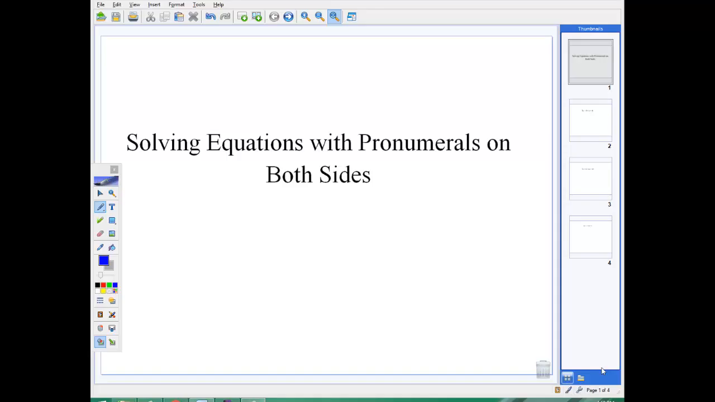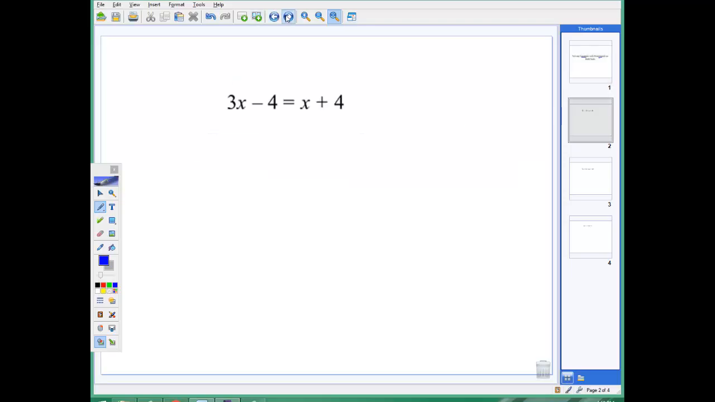In this video, what we're going to do is solve equations with pronumerals on both sides. So they're equations, but we see pronumerals on both sides of our equal sign. We want to be able to solve those types of equations because that's what happens sometimes in some problems. So we have a look at an example.